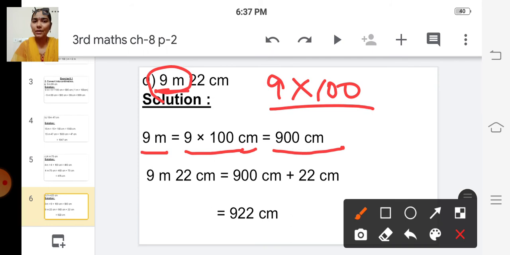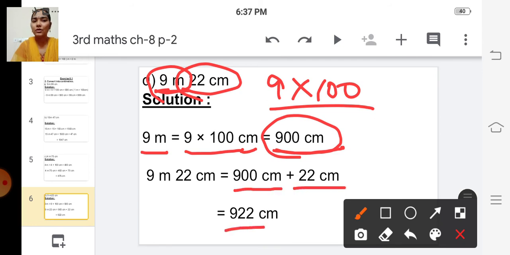And in the next step, we have to add this 900 centimeter and 22 centimeters. So 900 centimeter plus 22 centimeter is equal to 922 centimeters. Is it clear, children? Yes. So the only thing, we have to multiply by 100. To convert meter into centimeter, you have to multiply by 100.